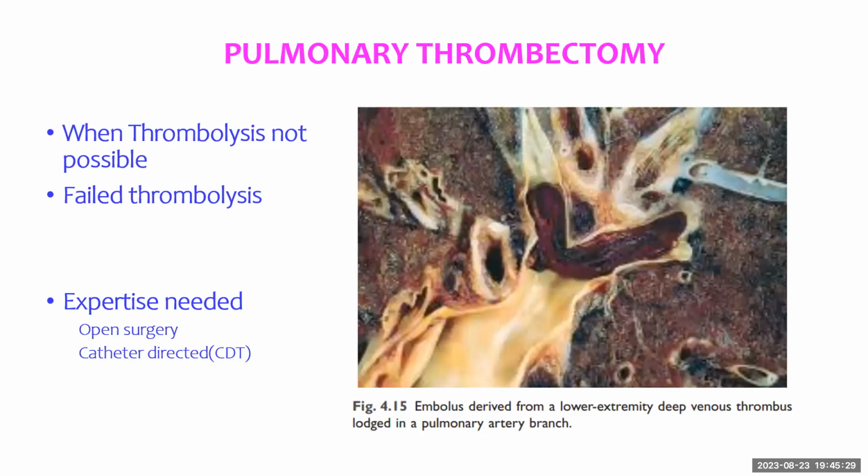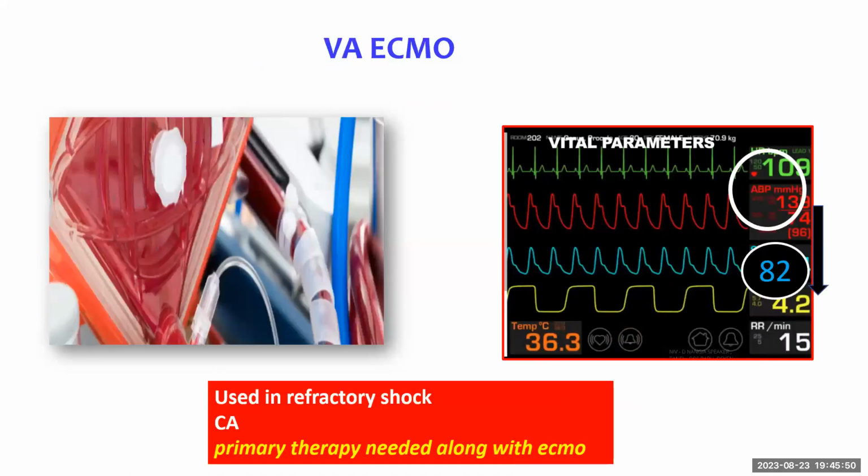So when is pulmonary thrombectomy done? Pulmonary thrombectomy is done when thrombolysis is not possible or there is failed thrombolysis. And this is done only where there are centers who can do this. This is an open surgery and, like I said earlier, sometimes can be catheter-directed also. Now coming to VA ECMO. VA ECMO is used in extreme cases like refractory shock or cardiac arrest. VA ECMO alone is not sufficient. VA ECMO mainly supports the circulation. You have to have some form of primary therapy along with ECMO.